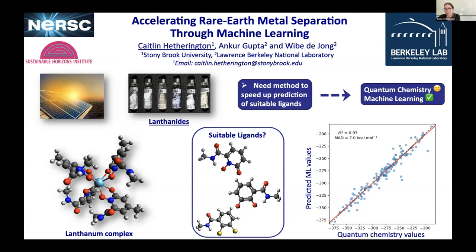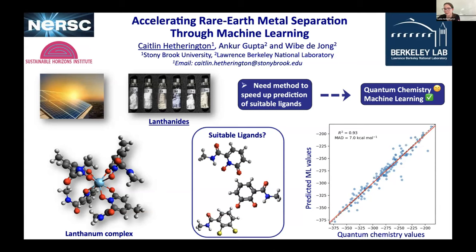So to build the model, we first need to generate the data, which means we just need to build these lanthanide ligand complexes as shown here. And we do this by running quantum chemistry calculations at two different levels of theory. One of the methods is very fast, but it's somewhat inaccurate. And then the other method is a lot slower, but it's a lot more accurate.